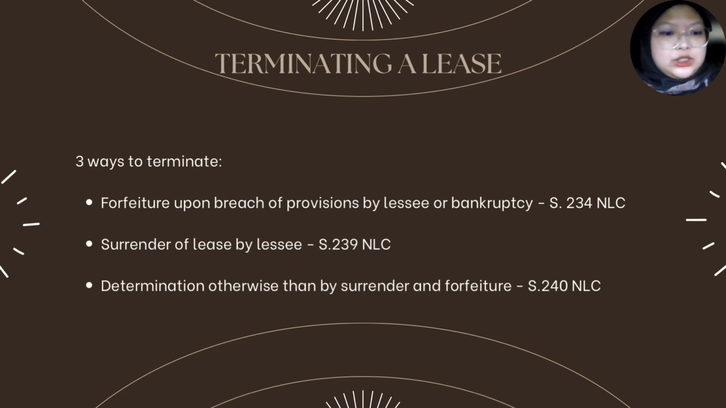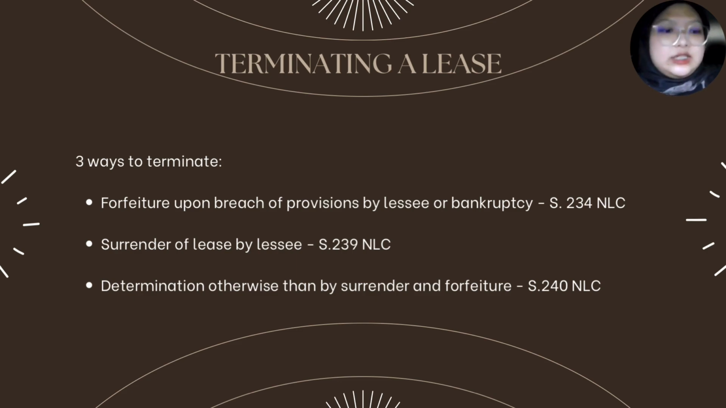The next one, which is under Section 239, is the surrender of lease by lessee. When that person doesn't want to have ownership of that land anymore, they can surrender the lease to the original owner, or to the person who actually has the ownership. You can surrender and give back the land, so that you don't have any ownership over it, and the contract or the agreement can be terminated.